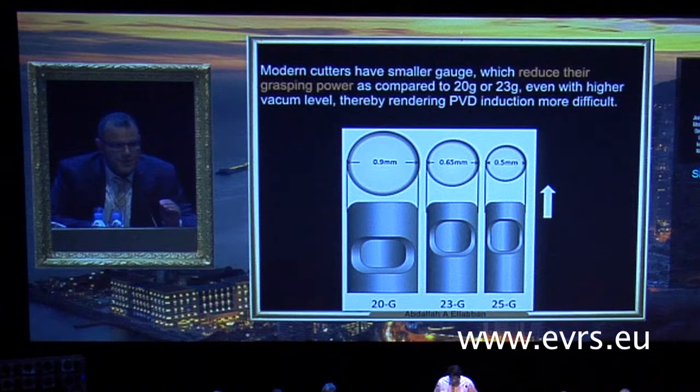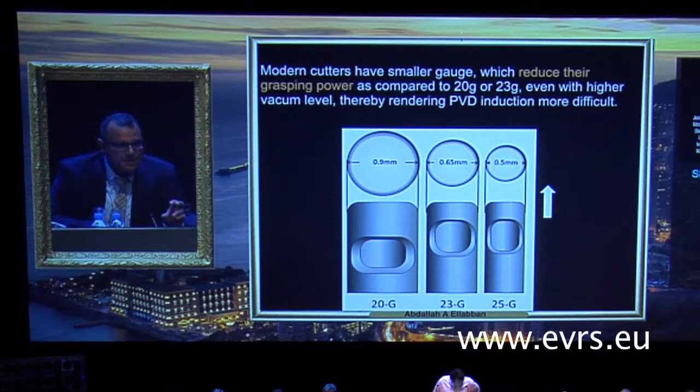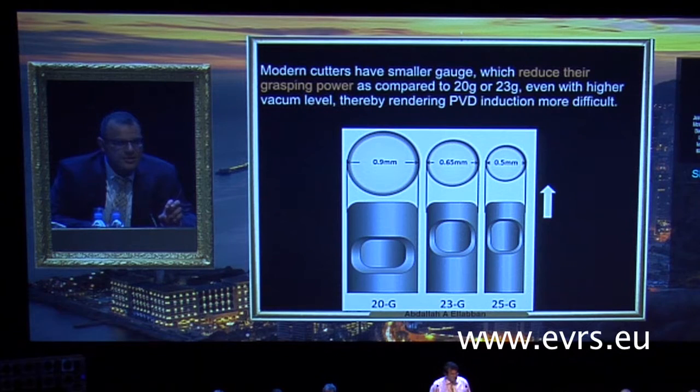As you know, in modern cutters, the companies have moved the tips slightly toward the end of the cutter. However, even with the smaller gauge or with moving the tip, the grasping power of the cutter is much weaker than ordinary 20 gauge or 23 gauge cutters. And this is the main point: the smaller the gauge, the less the grasping power.